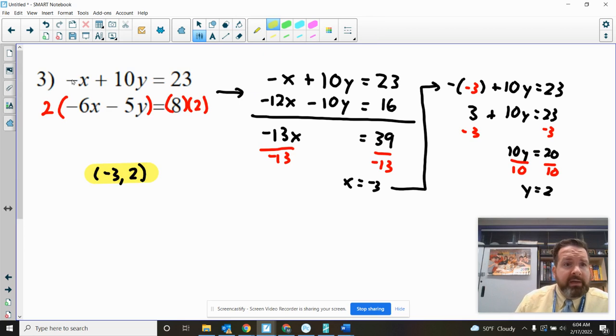Let's check it. Opposite of -3 is 3, plus 20 is 23. That works out. Negative 6 times negative 3 is 18. 5 times 2 is 10. 18 minus 10 is 8. Checks out as well.